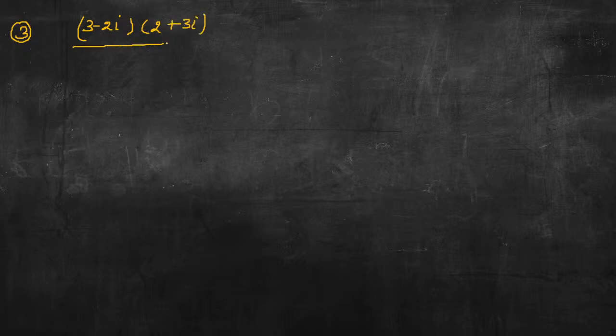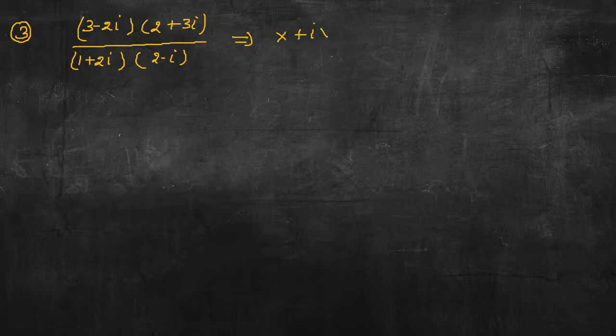Okay, see the next question, number 3. Again, you have to convert this number into the form x plus iota y, and this time the number is 3 minus 2 iota and 2 plus 3 iota, divided by 1 plus 2 iota and 2 minus iota. Fine. So you have to change this number into the form x plus iota y. It is your part of work, so you will try to do this question.